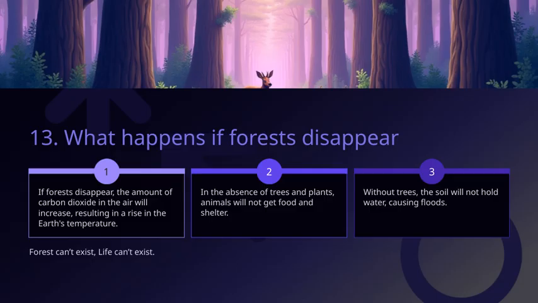And finally, there's the issue of soil and water. Without trees to hold the soil in place, it becomes more prone to erosion, and water can't be absorbed properly. This often leads to flooding, which can cause devastating damage to communities and habitats alike. So, losing forests isn't just about losing trees. It's about losing the balance that supports all life on Earth.